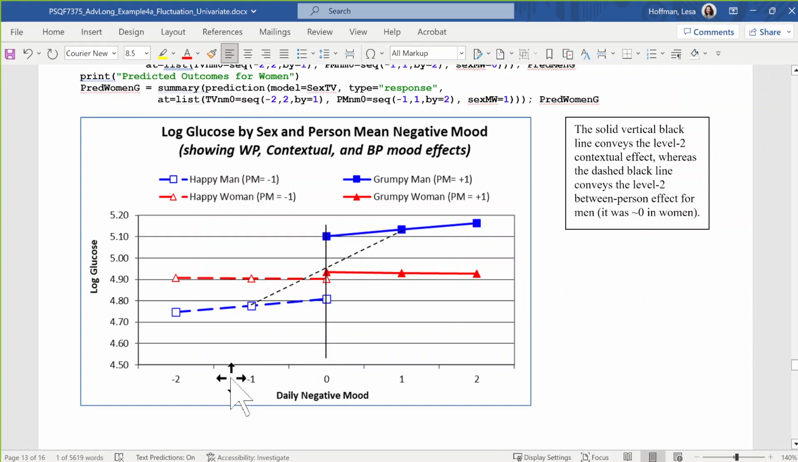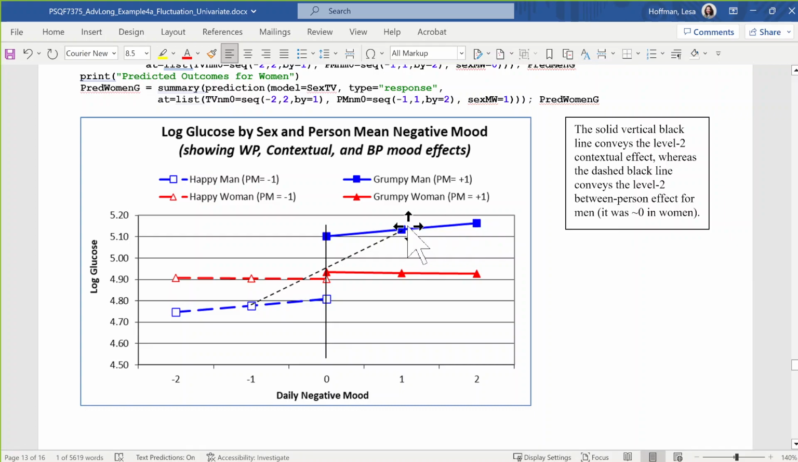So I have negative mood scores for the time-varying predictor ranging from -2 to 2, and then I have plotted different kinds of people. For instance, the happy man here in blue dashed lines has a person mean mood of -1. So -2 would be less than usual, usual would be -1, and 0 would be more than usual.